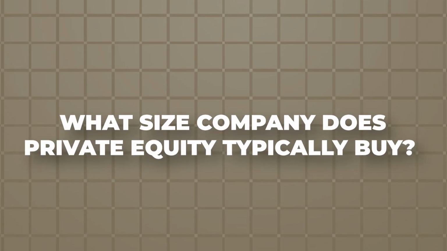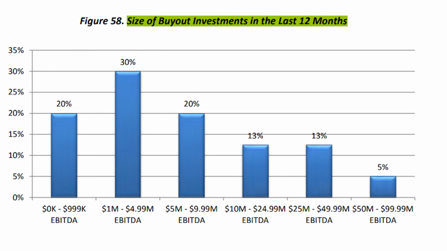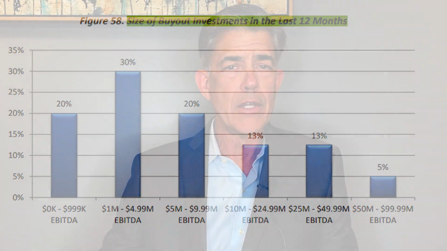Many people are curious, what size company does private equity typically buy? This chart will show you. You can see that around 50% of the deals that private equity completes are in the $0 to $5 million range in EBITDA. That's on a transaction number basis. If you look at the number of deals, that's how it looks. But if you look at the dollars going in, it's much skewed to larger deals. So many small deals are done, and there are some gigantic deals that are done. So the numbers are a little skewed if you look at how they're reported here.